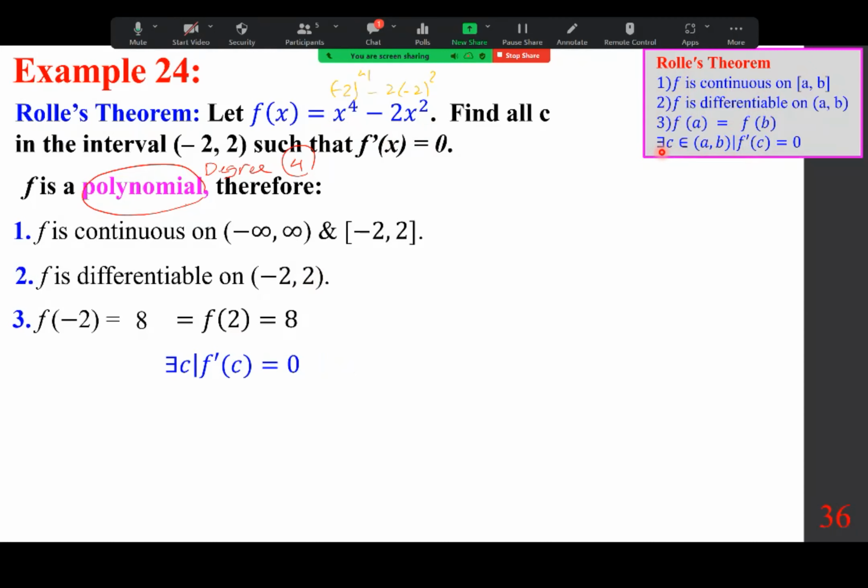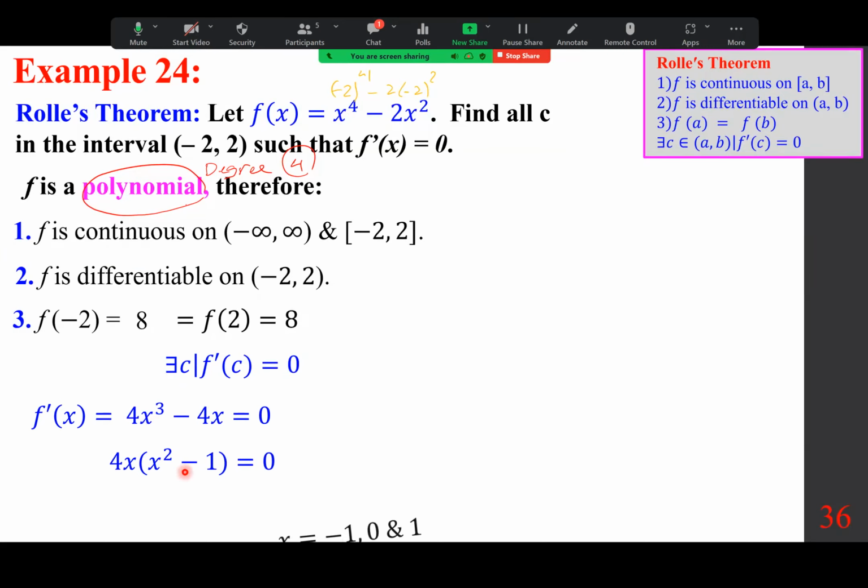Well, let's find f prime, which is 4x cubed minus 4x. When we set this equal to 0, we can factor out the 4x. This gives you x equal to 0. This gives you x is plus minus 1. So there are 3 answers.